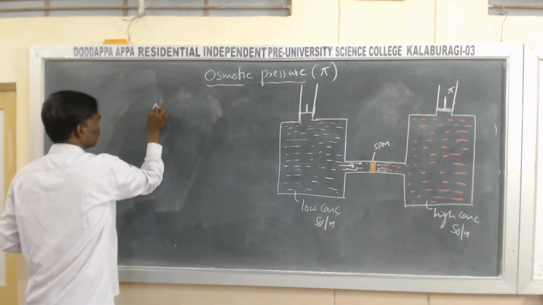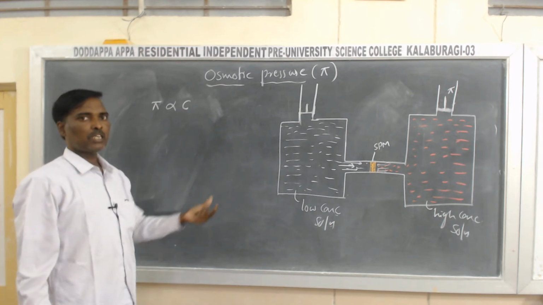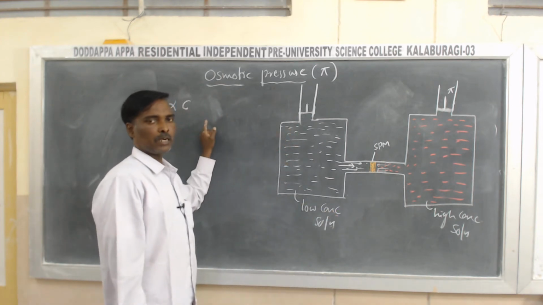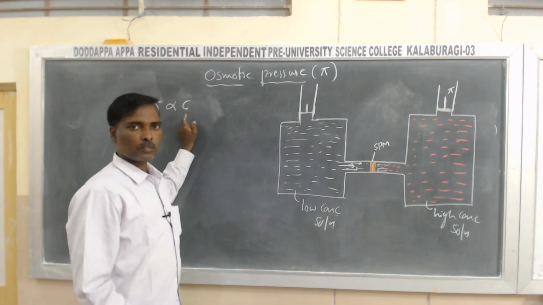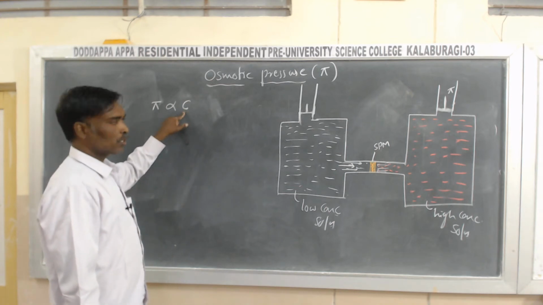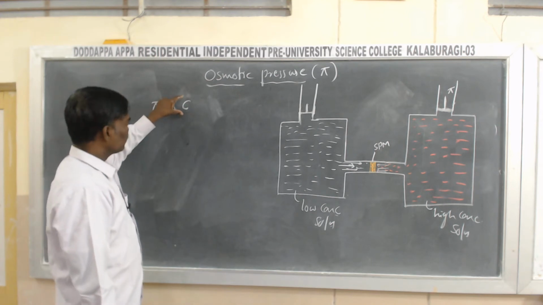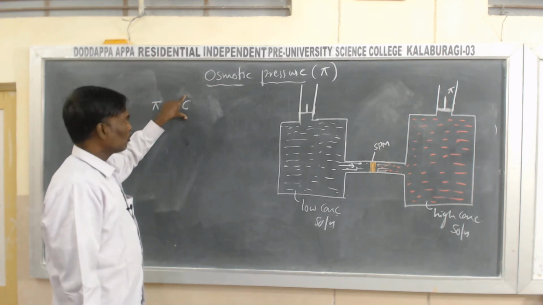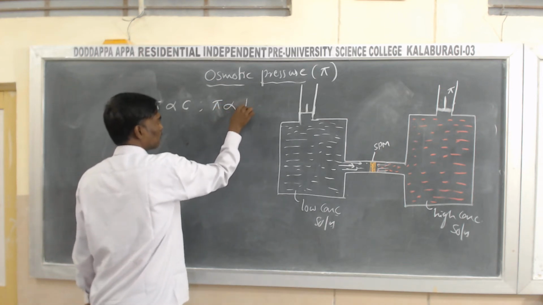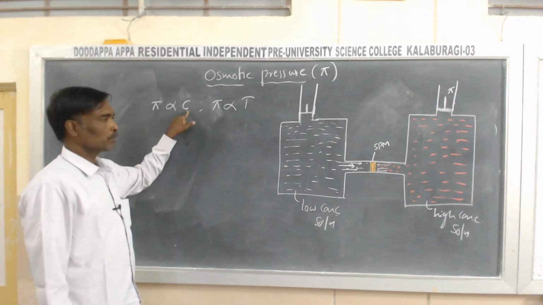The osmotic pressure, pi, is directly proportional to the concentration of the solution, which is expressed in molarity, capital M. Molarity is defined as the gram molecular mass of a substance present in a liter of the solution, or the number of moles of solute present in 1 liter of solution. It is also directly proportional to temperature.